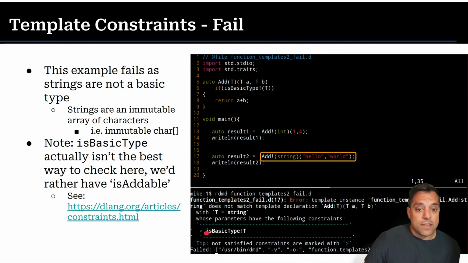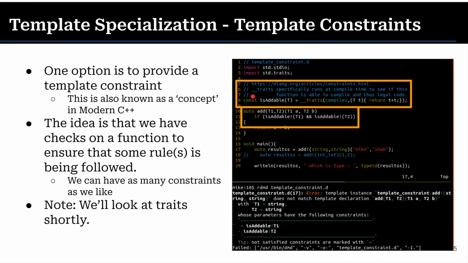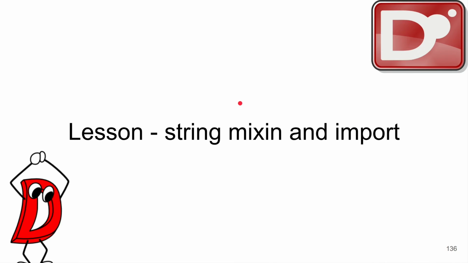So if they fail, then you'll get a really nice message here, just a simple, like, why did it fail? Because it had this template constraint here. And of course, you can specialize these things and do other neat tricks here.